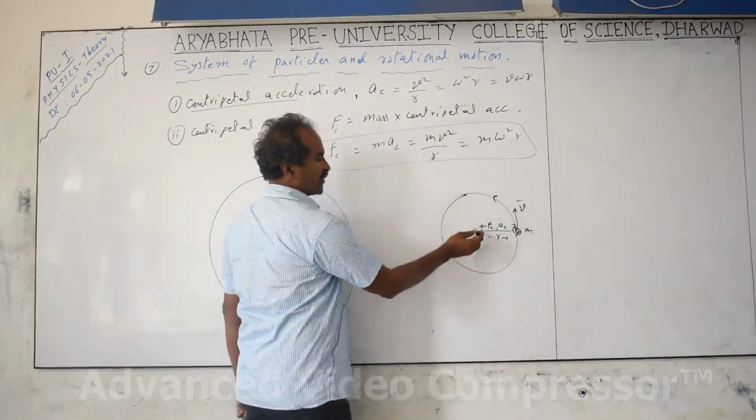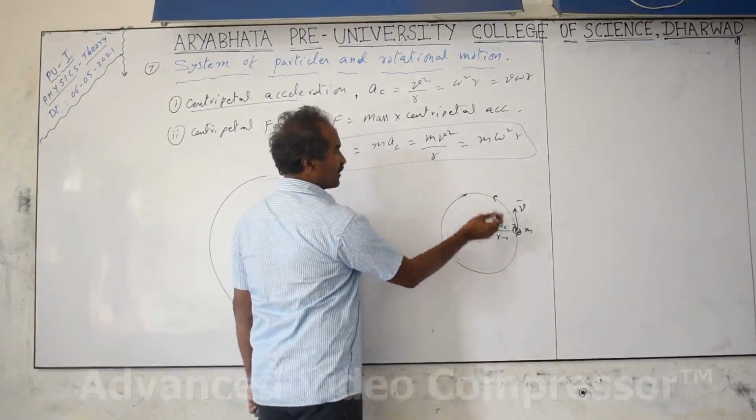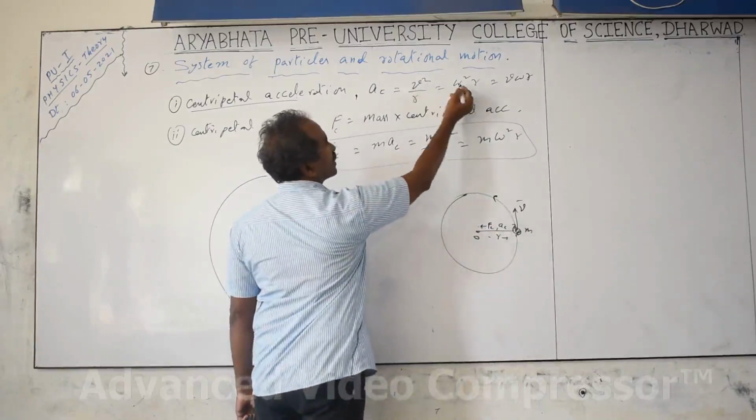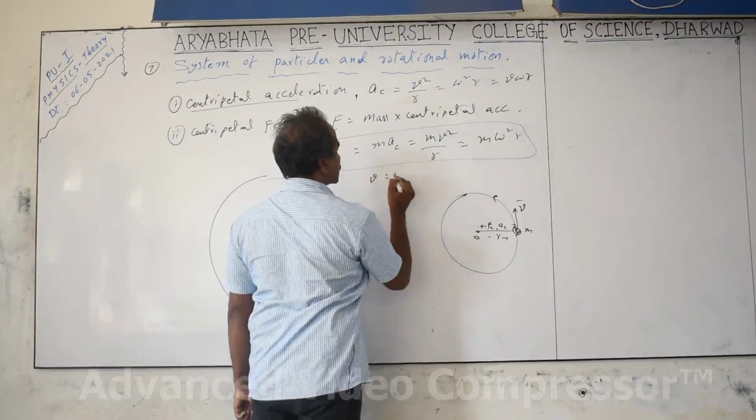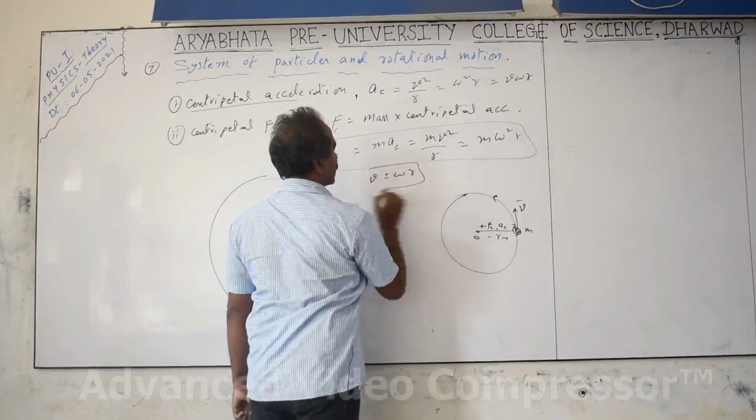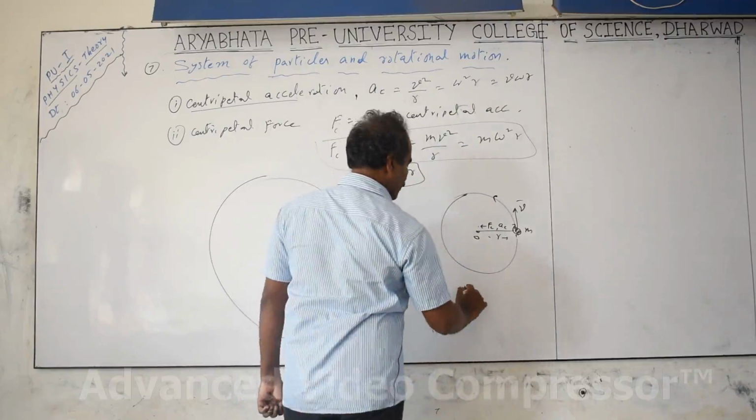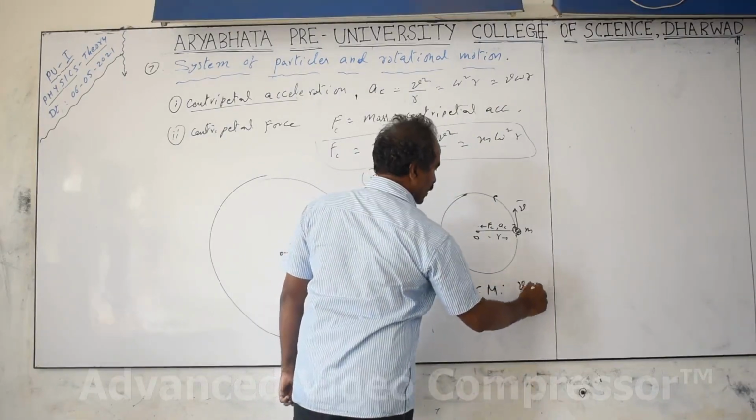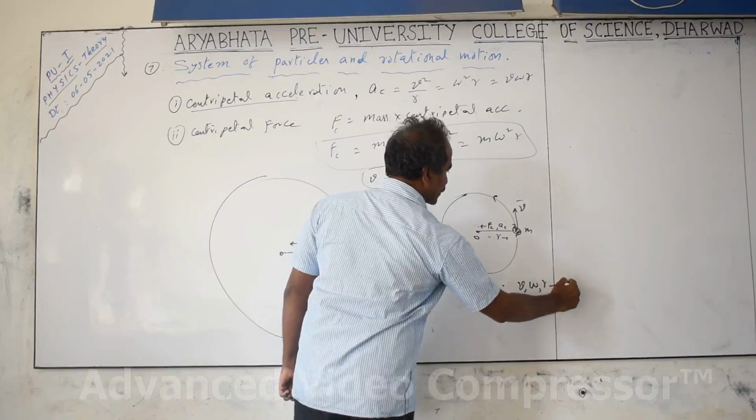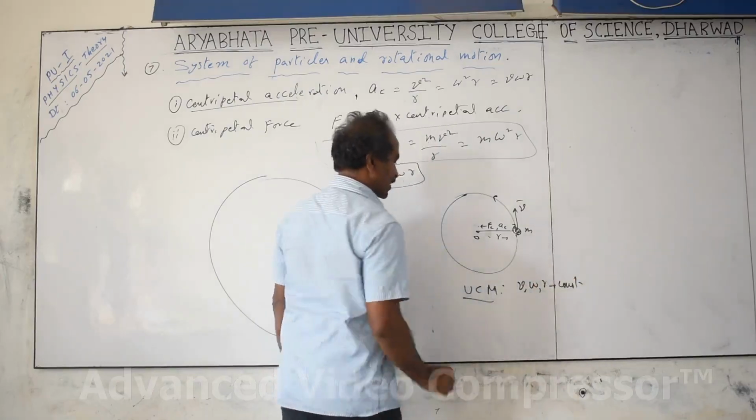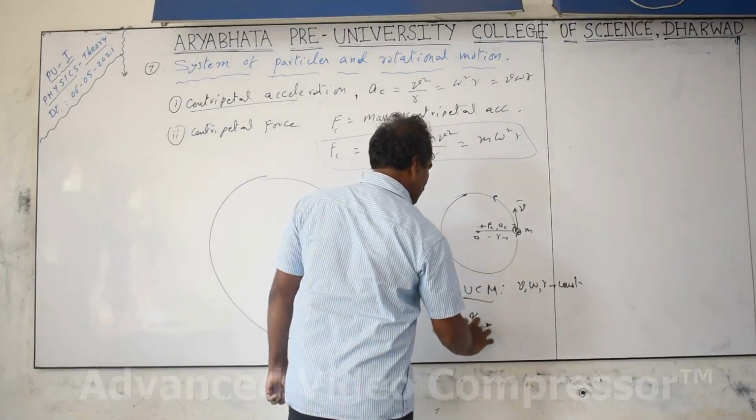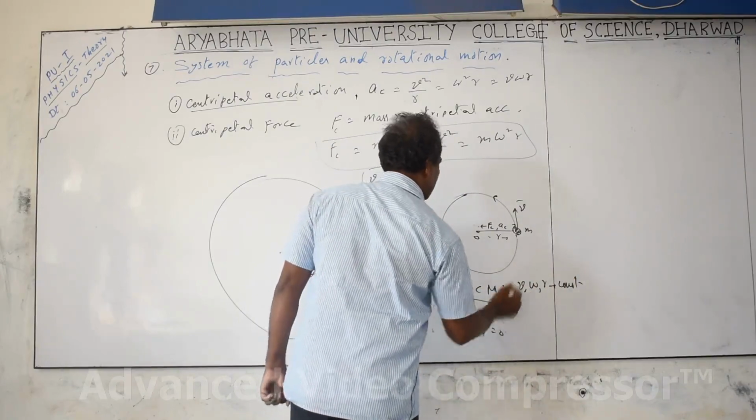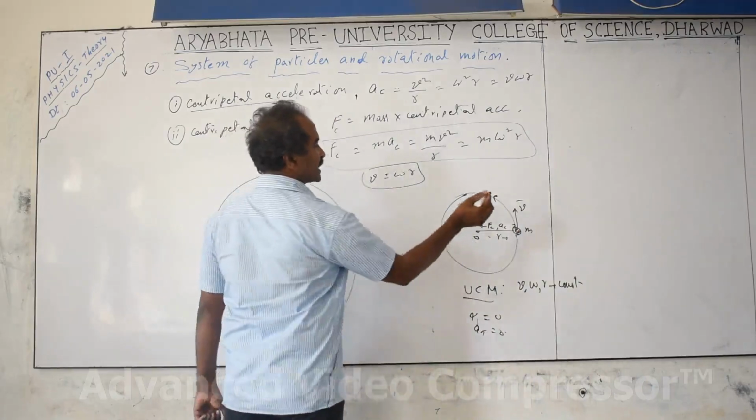Omega, v, omega we have already taken. Omega is perpendicular to the plane of the rotation. So if you know v and r, we can find out in terms of omega and r. The relation we have to use is v equal to omega r. If you take uniform circular motion, UCM, v and omega are constant in magnitude. Therefore, angular acceleration alpha is 0 and the tangential acceleration is also 0. At velocity and acceleration, what we are considering is at the given instant only.